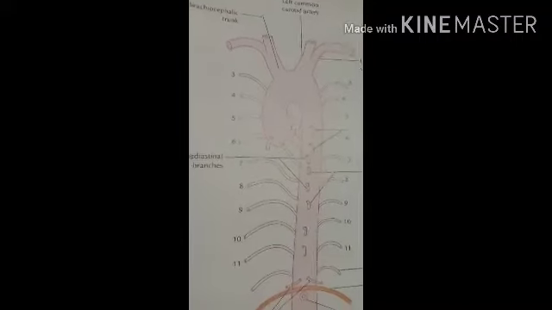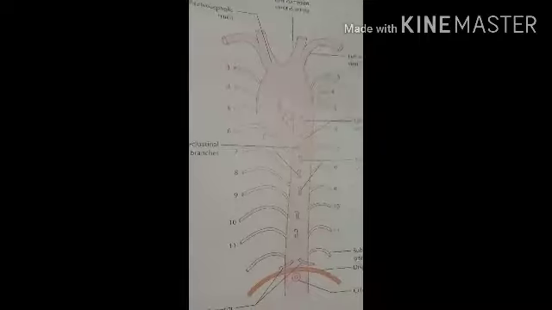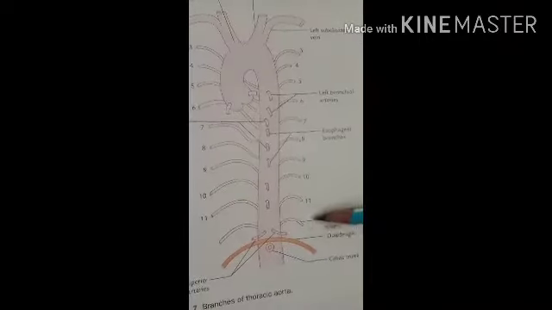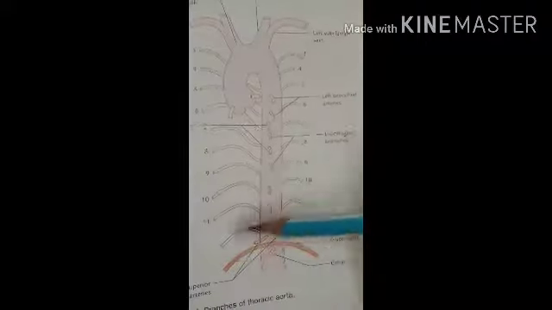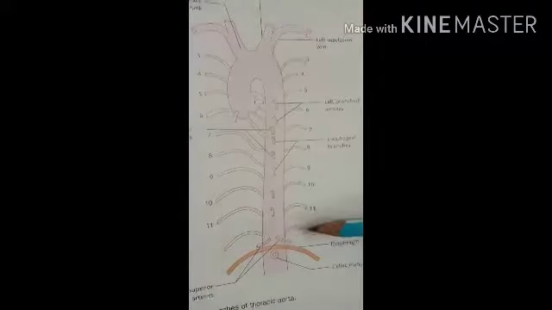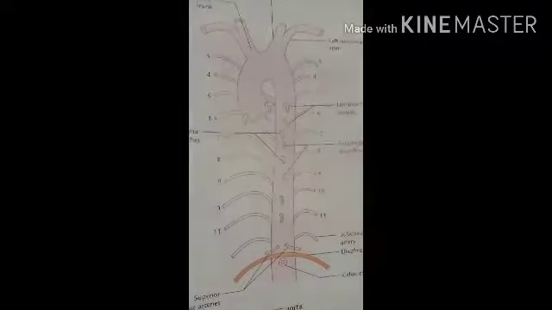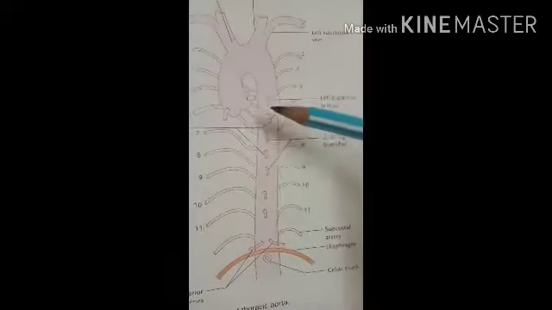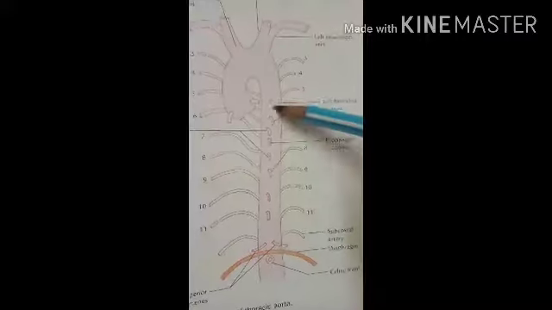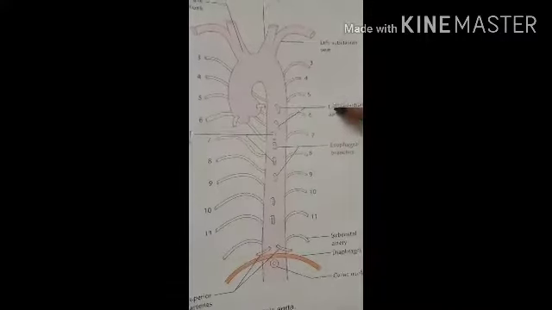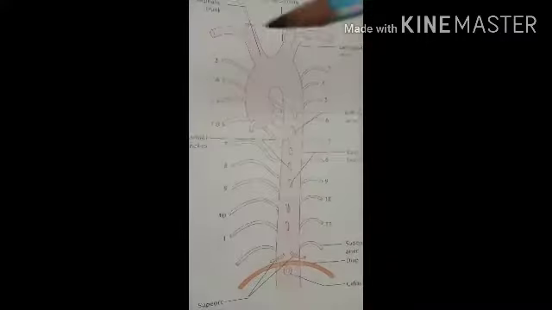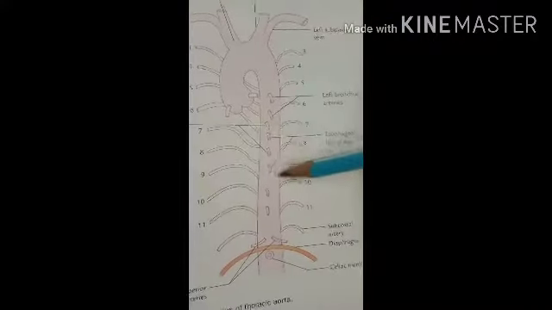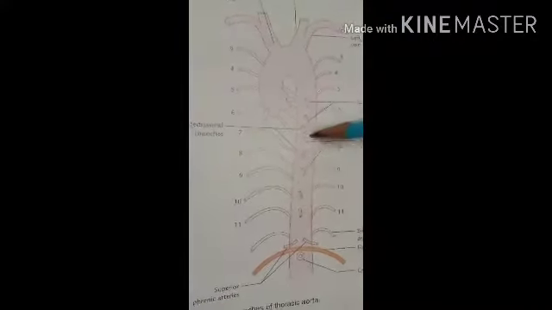Then the next artery is the subcostal artery. Here you can see the subcostal artery on both sides in the lower part of the descending thoracic aorta, this one. Then next to it are the 2 bronchial arteries. Here you can see the 2 bronchial arteries, this one. Then next to it the oesophageal branches. Here this one is the oesophageal branches.